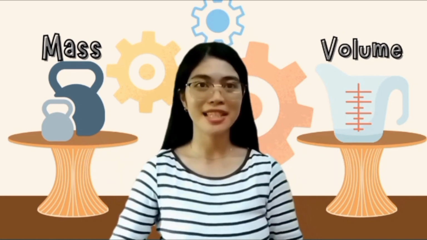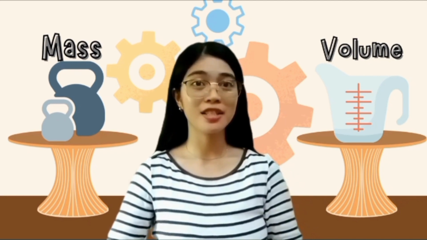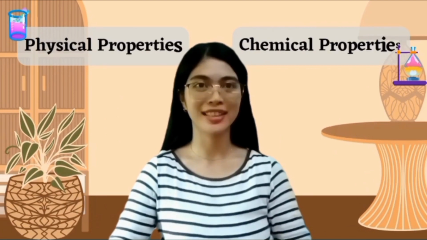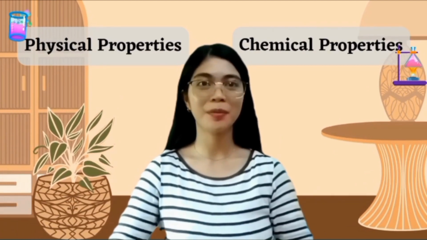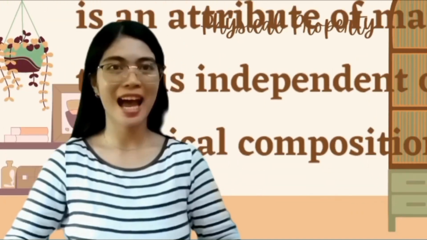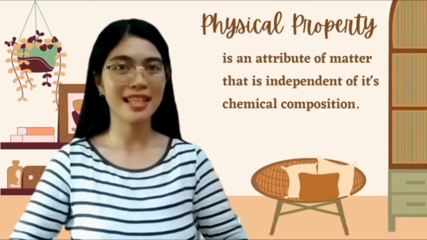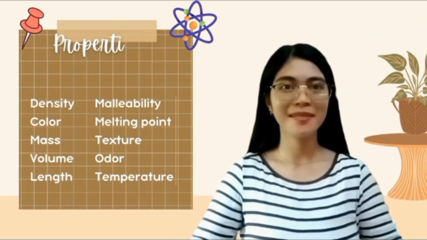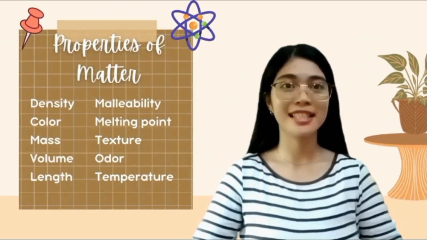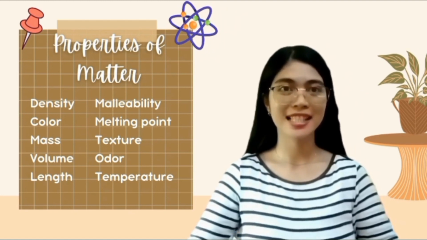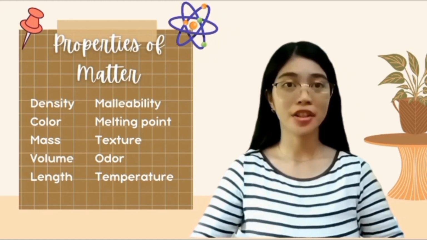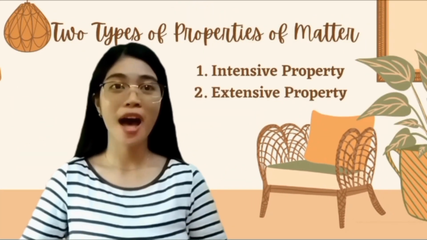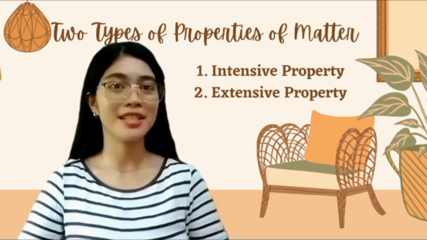Now, properties are the characteristics that enable us to differentiate one material from another. Properties are divided into two, the physical and the chemical properties. A physical property is an attribute of matter that is independent of its chemical composition. Additionally, any characteristics that can be measured, such as an object's density, color, mass, volume, length, and others, are all considered properties of matter.